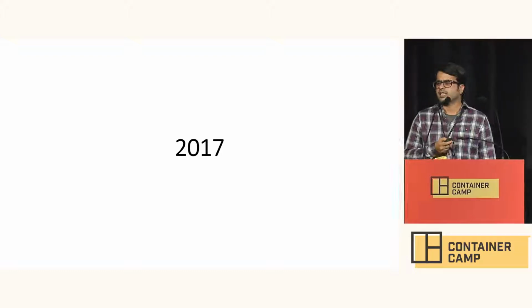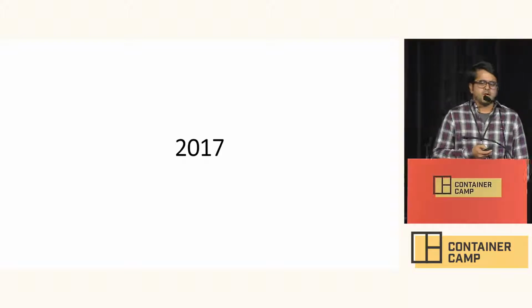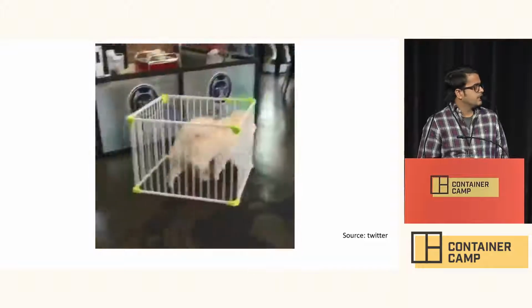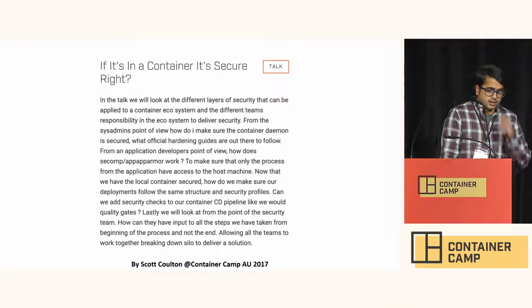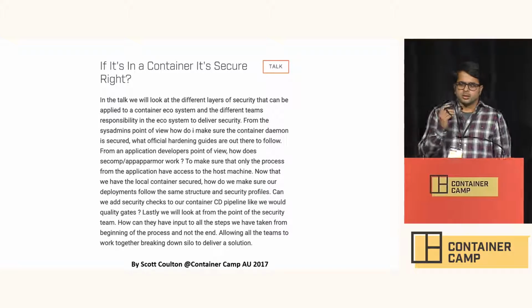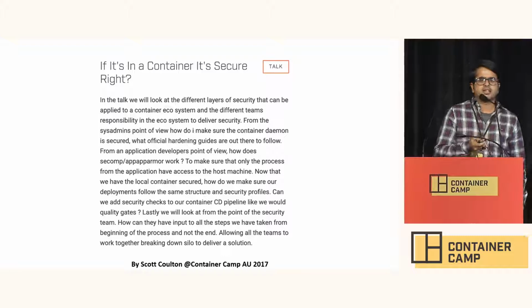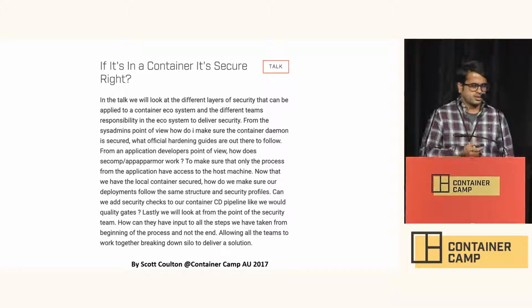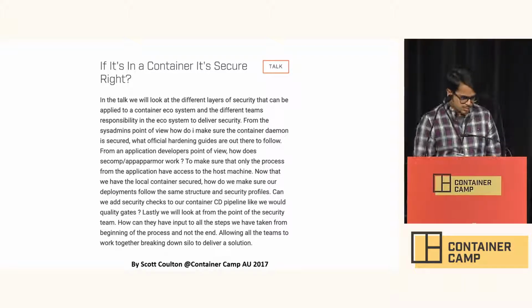So if it is in a container, it has to be secure, right? While it is true to an extent, in practice, not so much. So while we are in 2017, let's revisit some of the great talks from Container Camp 2017 that mention some of the best practices. These are the talks from which I picked the best practices.